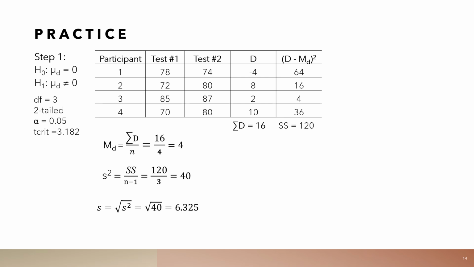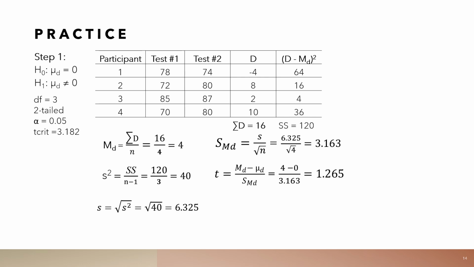And now we can solve for the estimated standard error. 6.325 divided by the square root of 4 is 3.163. And now we have all of the pieces for our t equation, which is 4 minus 0 divided by 3.163, and that gives us 1.265. But before we move on, we should solve for Cohen's d, which is the mean difference divided by the sample standard deviation. So 4 divided by 6.325 is 0.632.